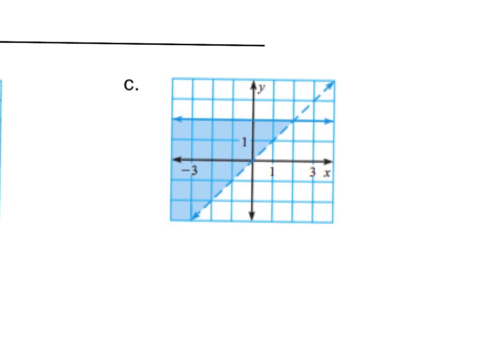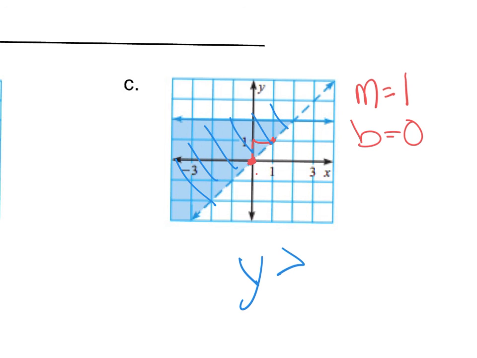For our next one, again, we're writing both of these. I'm going to start here, going here and here. Notice how you're going up 1 over 1. Our slope for that line is equal to 1. And in this one, it's also going through the origin, so the y-intercept is 0. So I have y, and I'm noticing that I'm shading above the line, but it's not solid, so it's not equal to, and then I'll have 1x. Sure, you could have plus 0, but we don't write that.